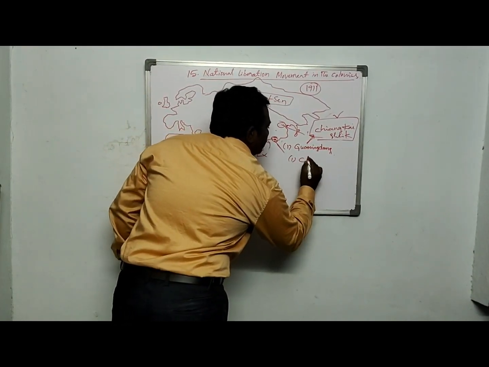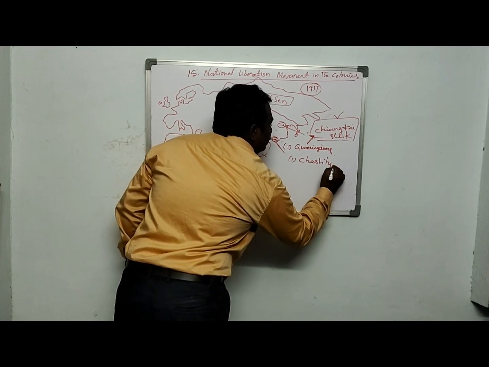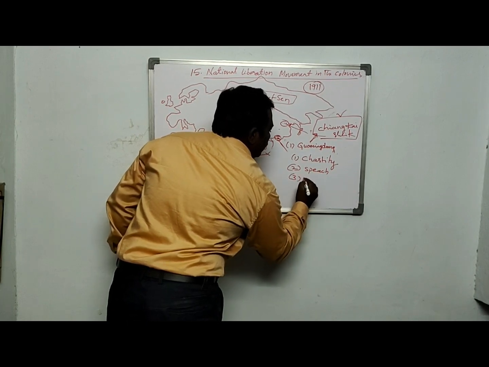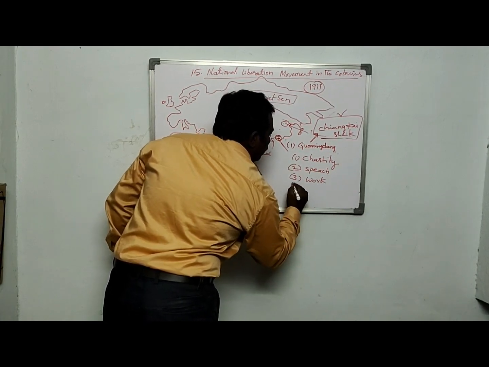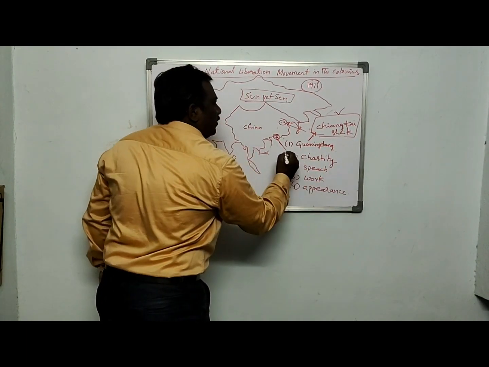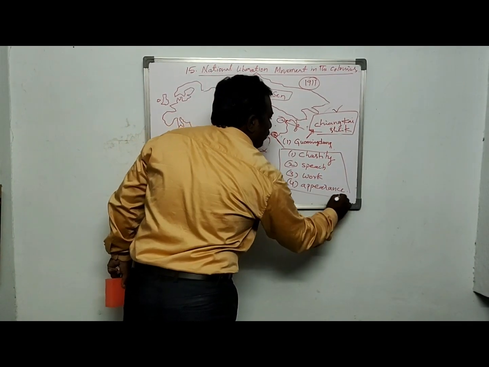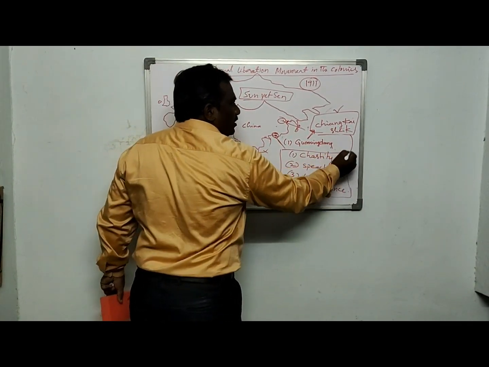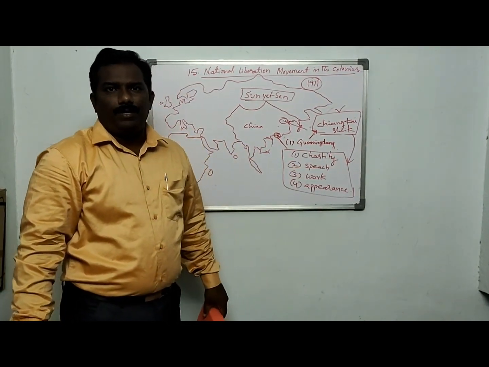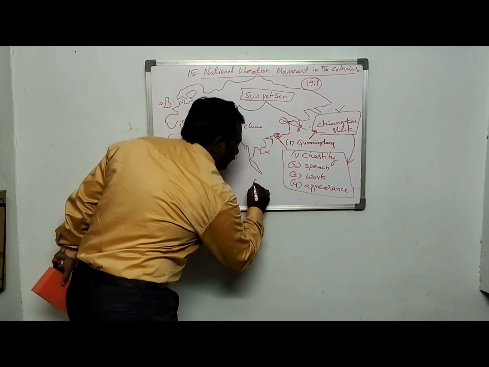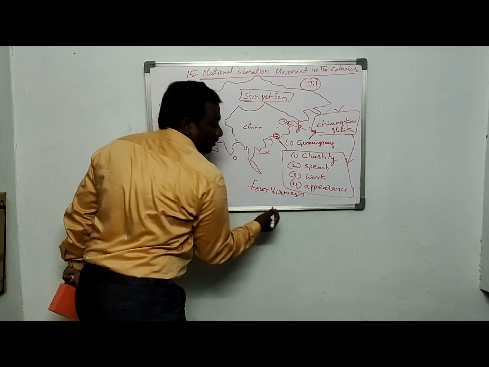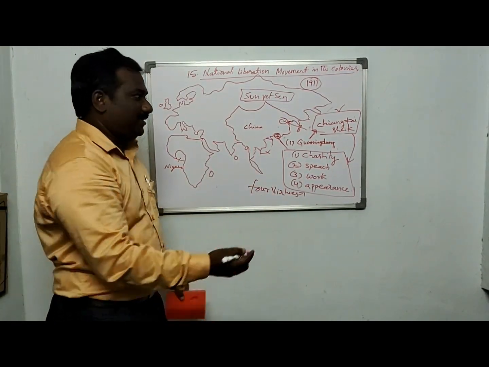Chiang Kai-shek gave 4 virtues for women. The 4 virtues are: first one, chastity. Second one, speech. Third one, work. Fourth one, appearance. These are the 4 great virtues given by Chiang Kai-shek. Remember children, these 4 virtues were for women only, not for men.